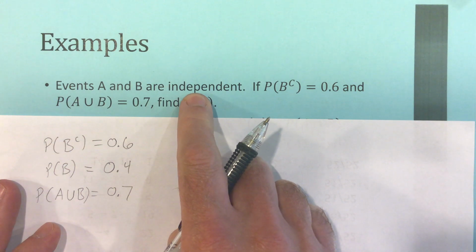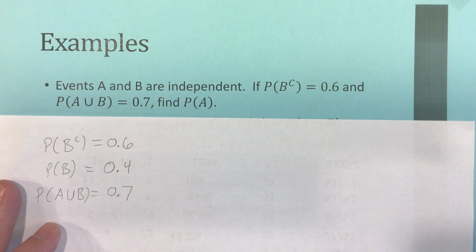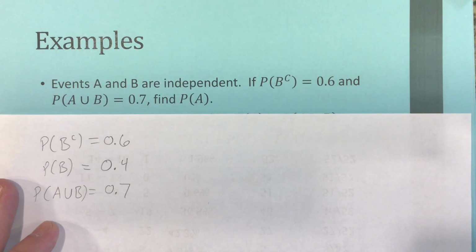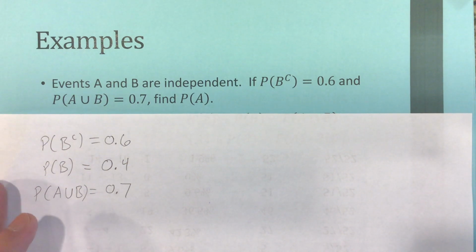The problem says independent. Okay, and that's a common thing. Students confuse independent and disjoint. Please don't confuse them. They're different. They're different words for a reason. They have different meanings. Okay, disjoint means no overlap. They cannot happen together.